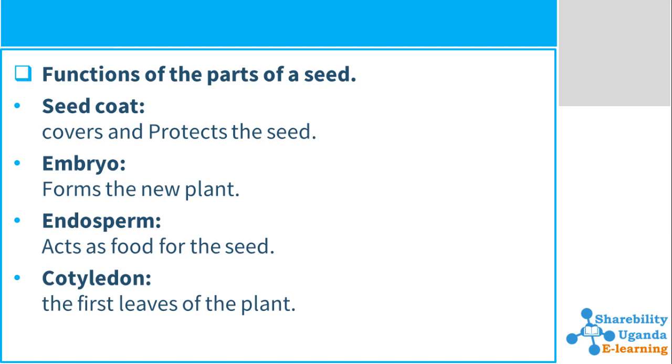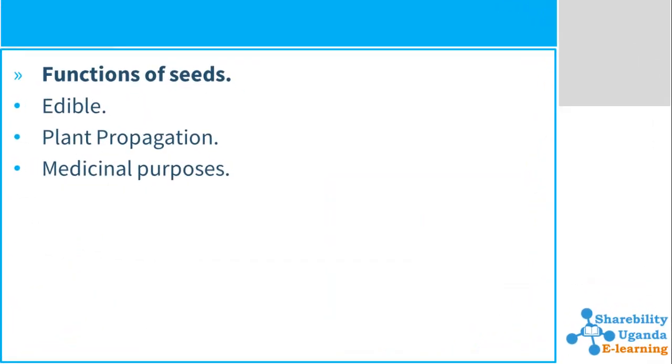Functions of the parts of a seed. The seed coat covers and protects the seed. And then the embryo forms the new plant, whereas an endosperm acts as the food for the seed during germination. Cotyledon is the first leaves of the new plant, the new leaves of a plant when it is growing.